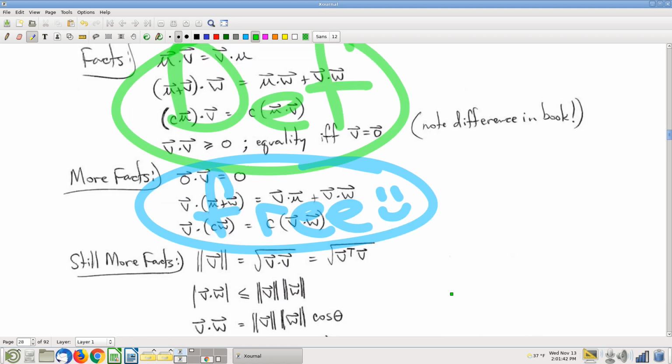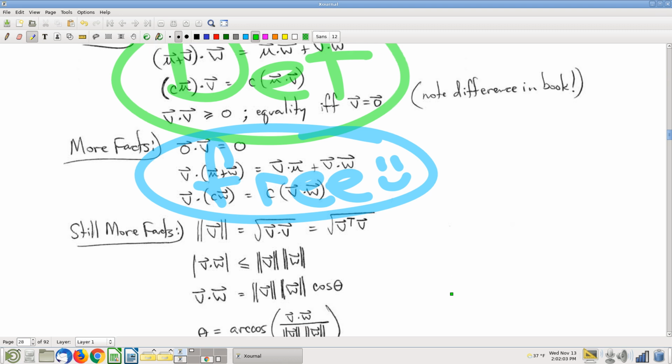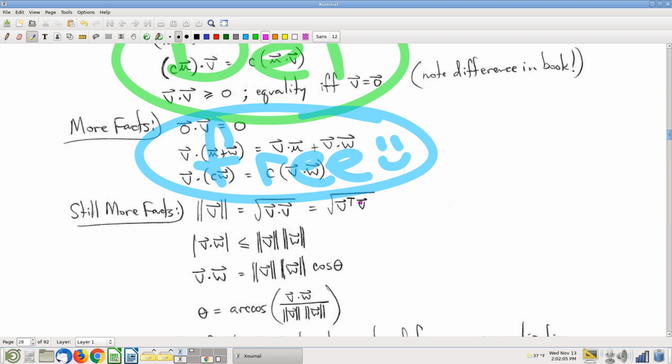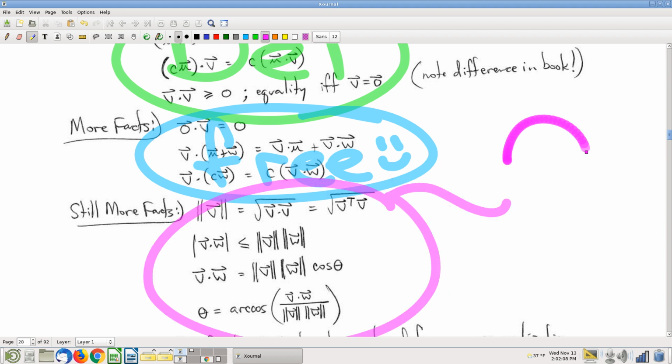So let's go back now to this first page. We've got that first collection of green properties up there that make our definition of an inner product. This second group of blue properties come along for free. We don't have to check them. They're automatic. This is sweet. So, hey, what about these still more facts down here? Are these automatic? Do these just jump in the boat as well? Wouldn't that be nice if we had more free stuff? Sadly, no. These are not automatic.